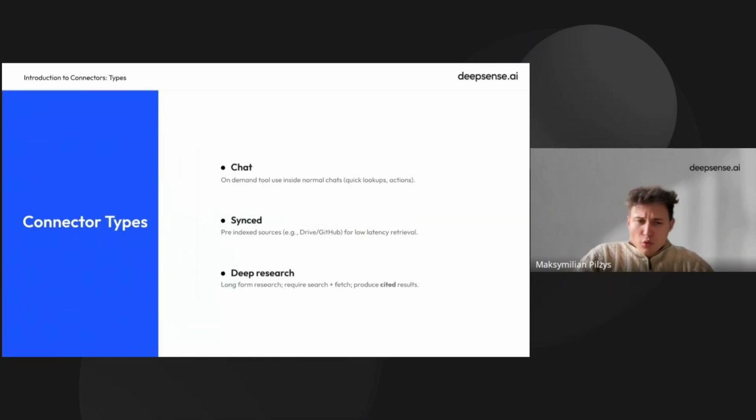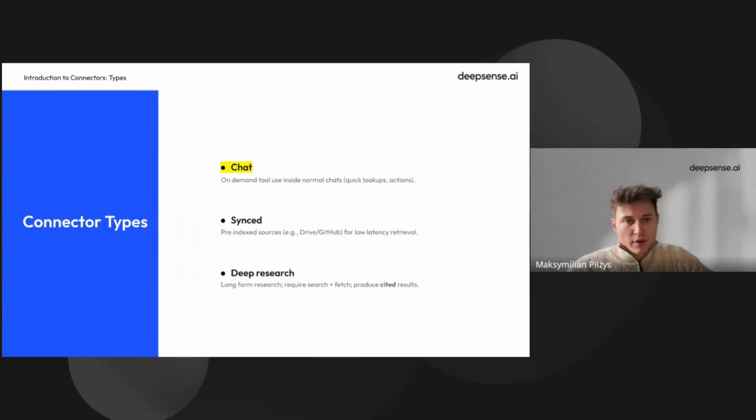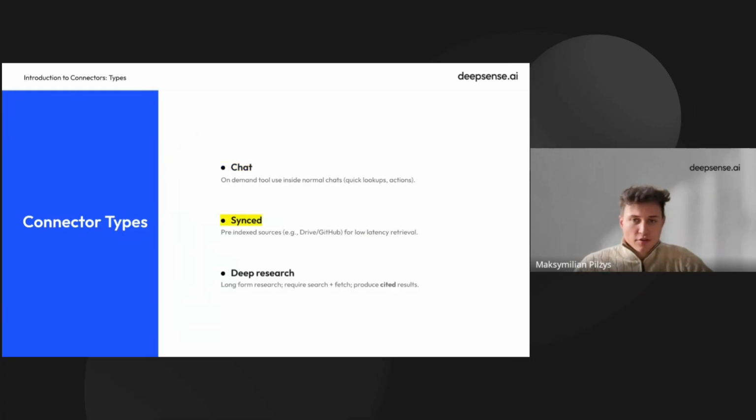So what are actually the kinds of connectors we can use within ChatGPT? There are three main modes to know. The chat connectors are simple on-demand actions during a normal conversation with ChatGPT. The second one is synced connectors, and the main point of them is that they use pre-indexed sources, like Google Drive being the best example, for low latency retrieval.